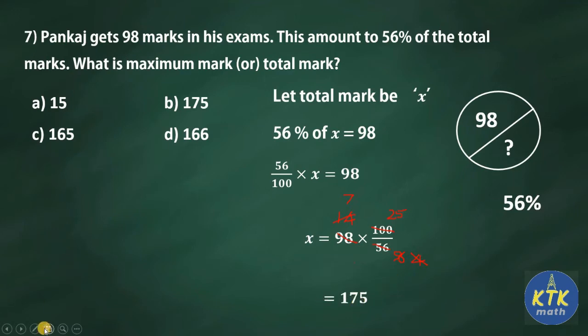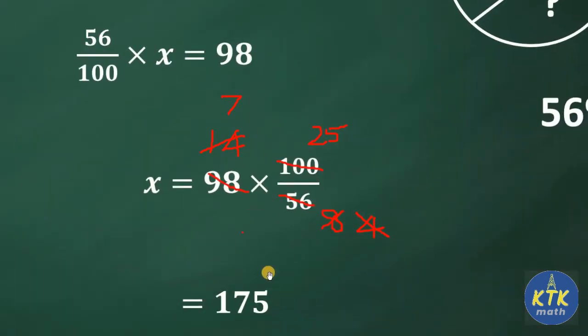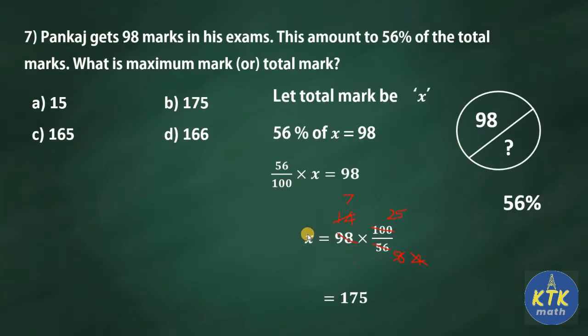So whatever the cancellations you are doing, it should be done correctly. Then only you can get the correct answer. So first step I cancelled 56 and 98 in 7 table, and then with the help of 2 table I cancelled. At last I cancelled this 4 with 125. After all the cancellations I am multiplying the numerator. So 7 into 25 is 175. Therefore the total mark is 175. Answer for 7th question is option B, 175 marks.